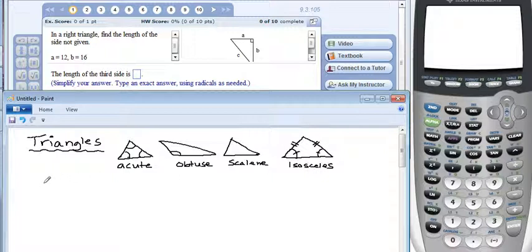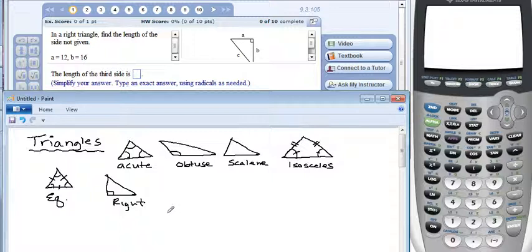Then we have an equilateral, where all sides are the same and all angles are the same. I'm not going to spell that either, equilateral. And last but not least, we have a right triangle, which has exactly one 90-degree angle in it. That's the one we're going to be looking at.